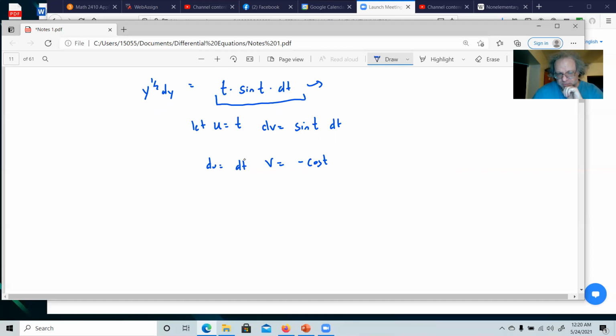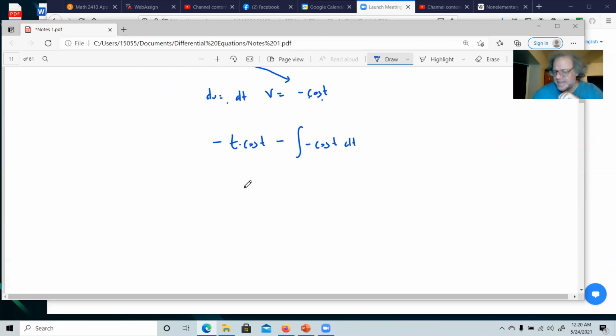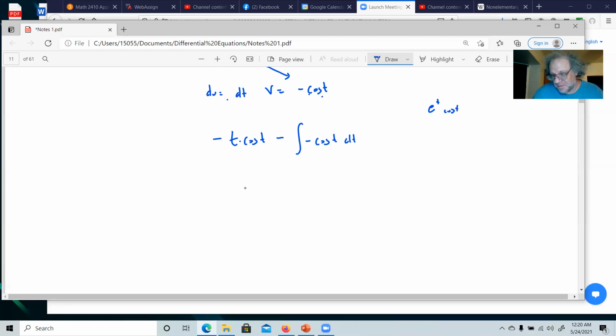So my integral is going to be negative t cosine t, that's this, minus, and then we have v du here. So that's going to be the integral of negative cosine t dt. And that's actually not so bad. At least it's not one of those integrals where you have to do it twice and then swing one side over to the other side and then substitute and then divide. Remember these? e to the t cosine t. Remember doing that?